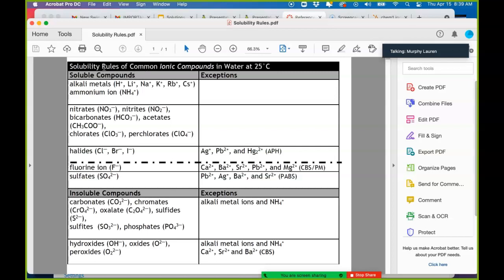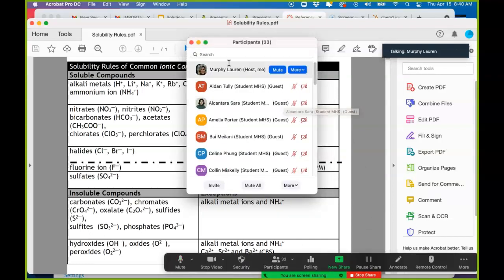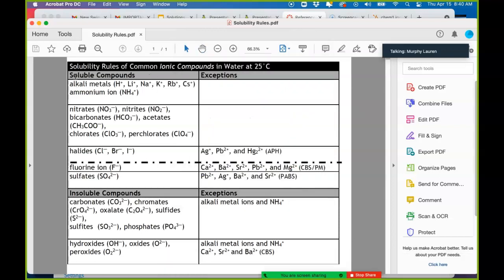So what we have are these solubility rules. Now these are for ionic compounds. These are not for something like carbon dioxide, or any of our nonmetals. It's for ionic compounds, that's metals with nonmetals or metals with polyatomic ions. So you can see we have soluble compounds. If something is soluble, it is considered aqueous. AQ is the symbol for aqueous.